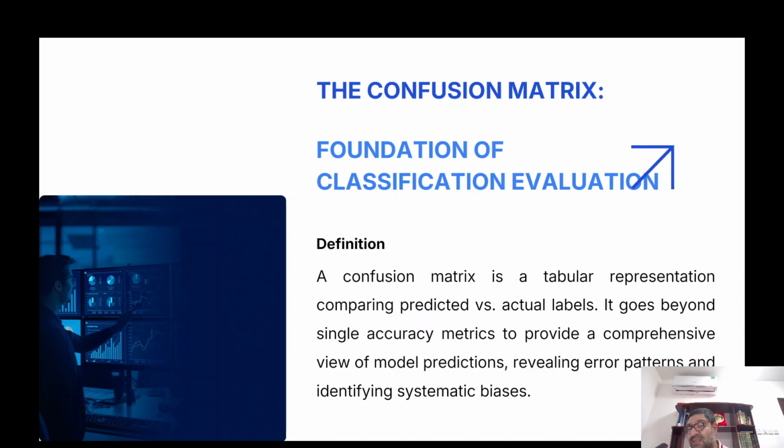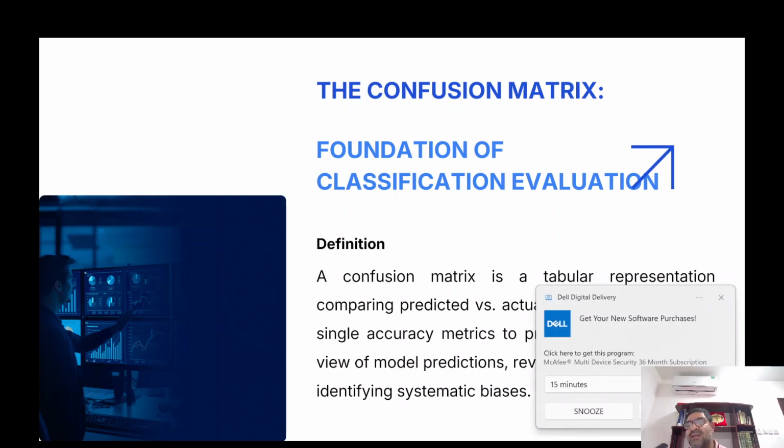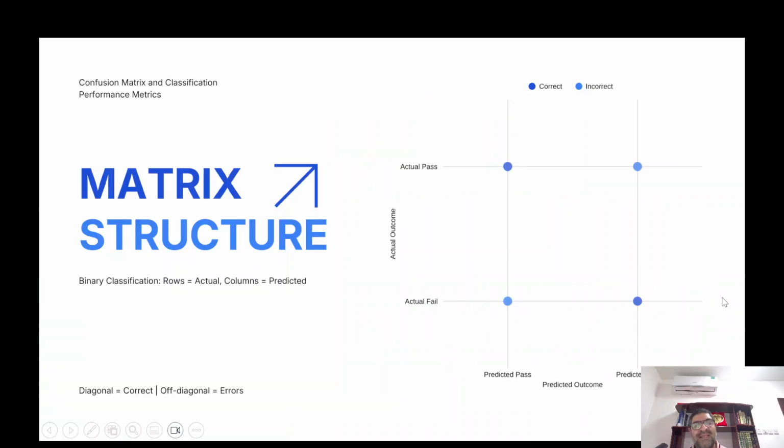So that is something which is very detailed. It is giving a holistic, comprehensive view of these things. So, matrix structure. So this is rows. For example, we'll be taking an example of a matrix and how we have to interpret that. So rows are actual values and columns are predicted values. So we are going to understand it in a deeper manner.